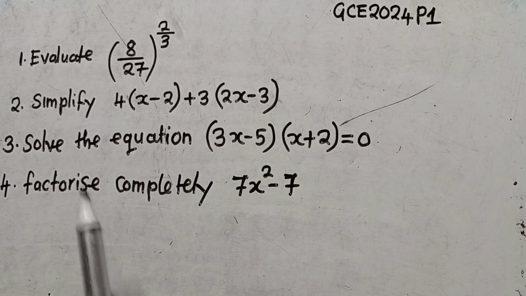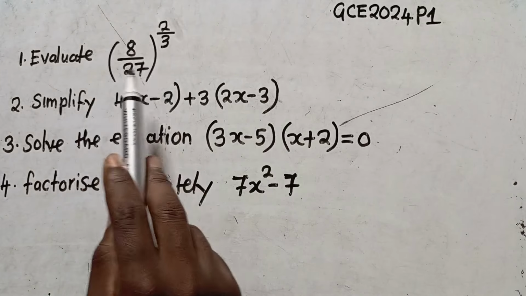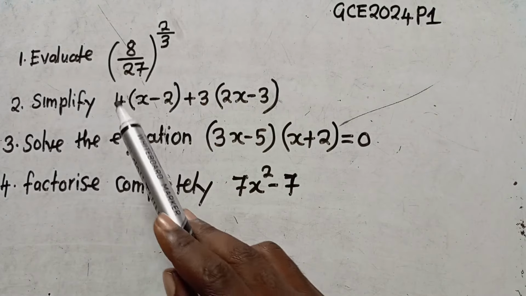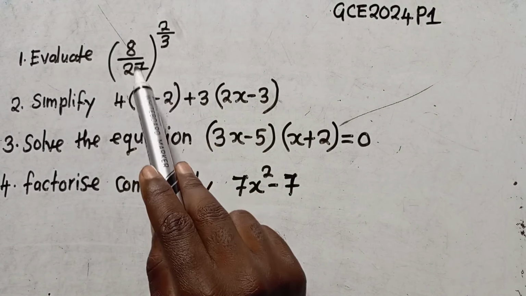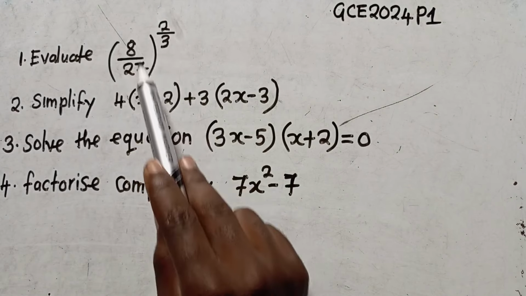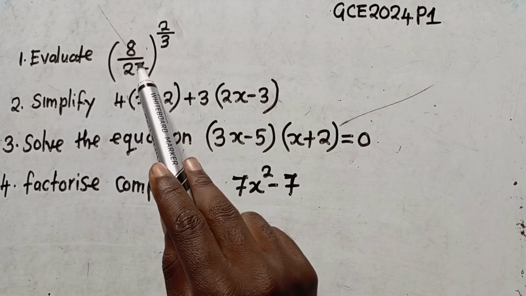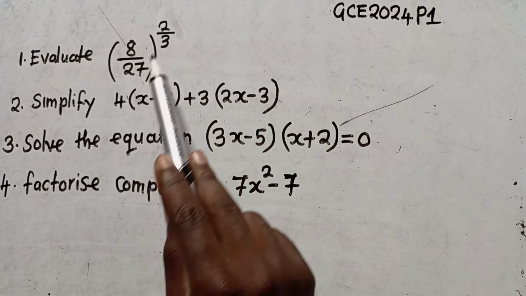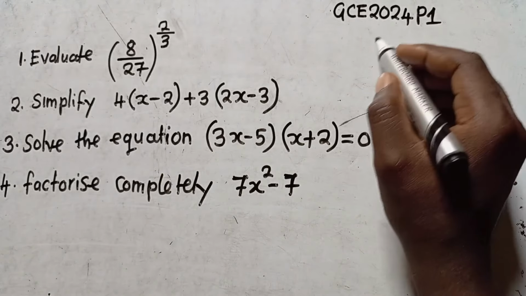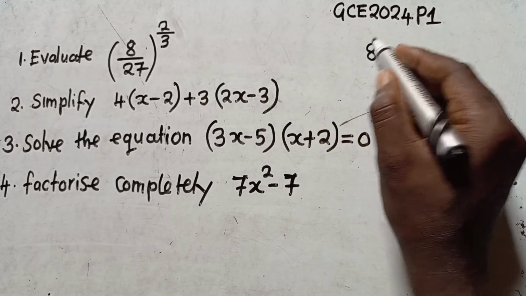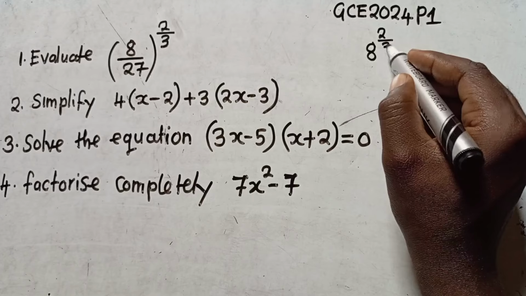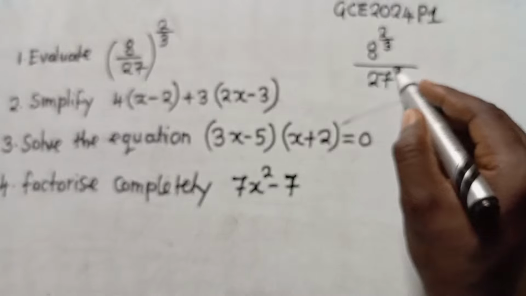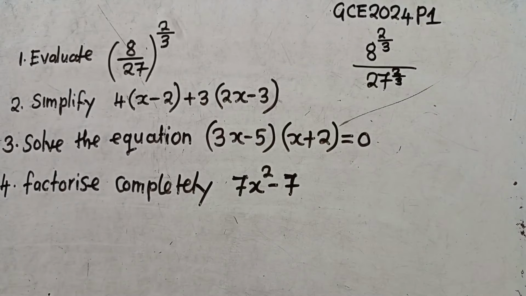So the first question is saying, evaluate. We are taught to evaluate that. Each time you are given a question like this, you need to understand that this power is on these numbers that are inside there. So meaning 8 is raised to the power 2 over 3, 27 is raised to the power 2 over 3. So it can be written as 8 raised to the power 2 over 3. We also have 27 raised to the power 2 over 3, like that.